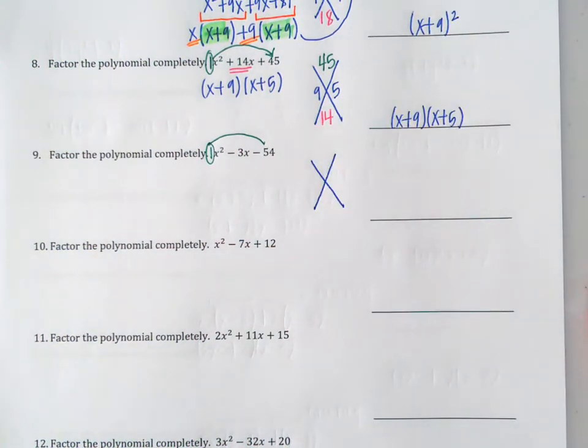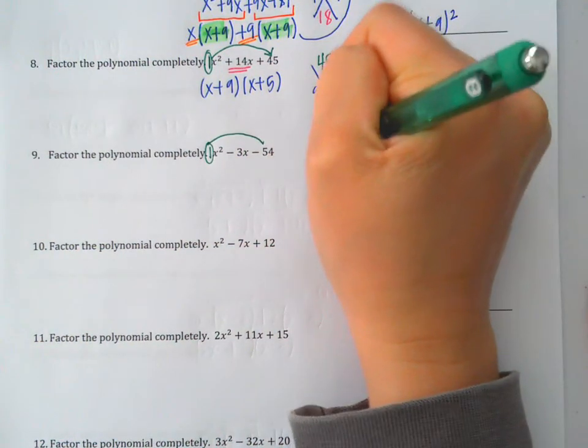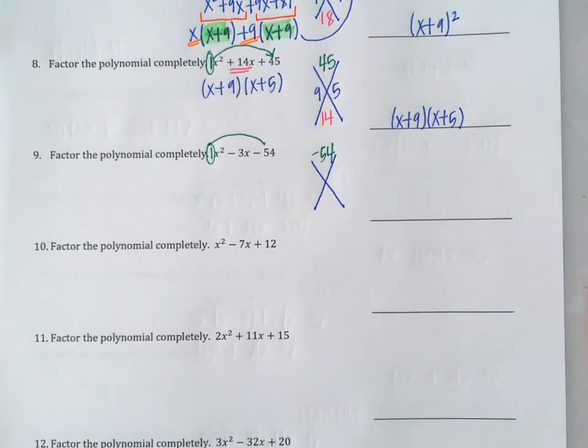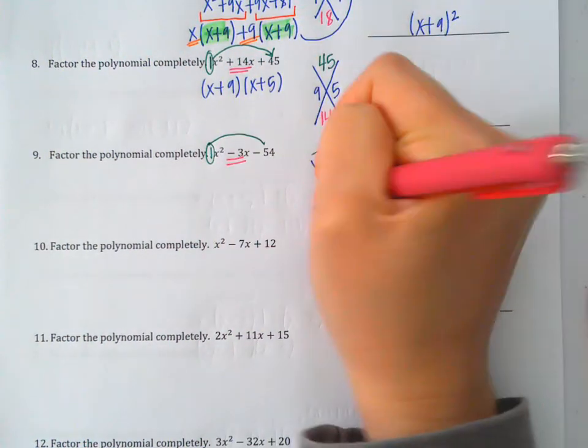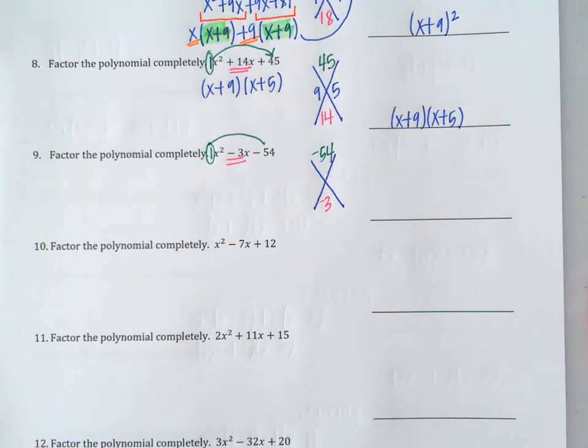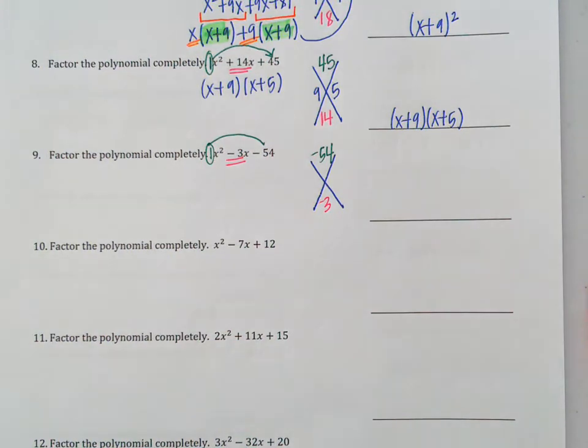And write our big X. So A times C, 1 times negative 54. And then my B term is negative 3. So I'm thinking, what two numbers multiply together to get me negative 54 and add to get me negative 3?